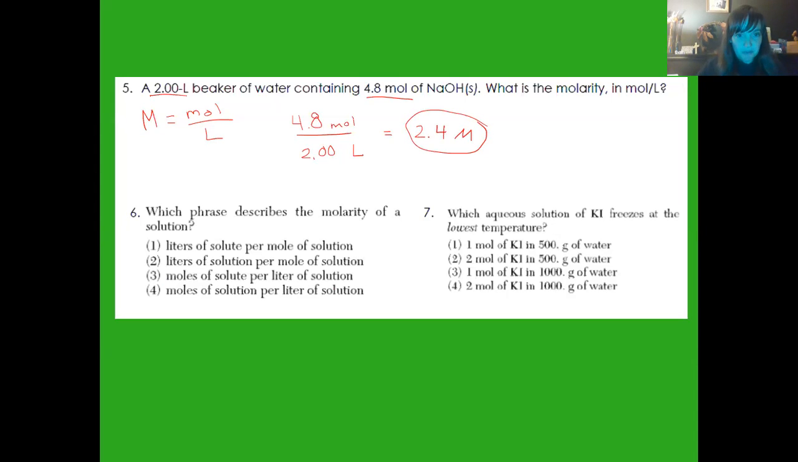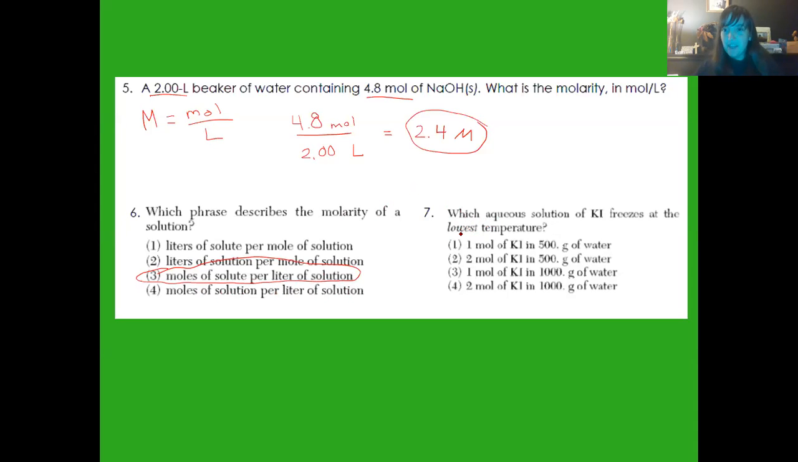Okay, 6, which phrase describes the molarity of a solution? 1, liters of solute per mole of solution. Nope, that's backwards. 2, liters of solution per mole of solution. Nope. 3, moles of solute per liter of solution. Yes, there it is. And then the last one is moles of solution per liter of solution. Also wrong.